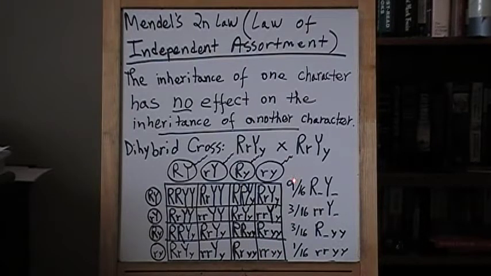So this phenotypic ratio of the dihybrid cross is 9:3:3:1. And that ratio told Mendel, that evidence indicated to him through the mathematics that he did, that the 2 genes are inherited independently of each other.